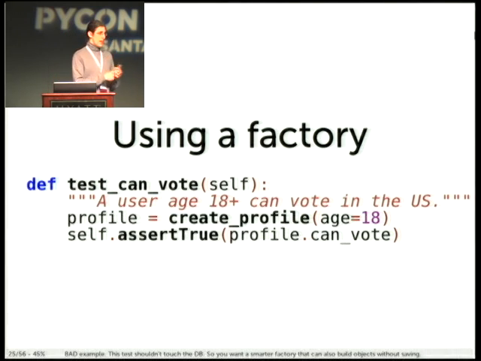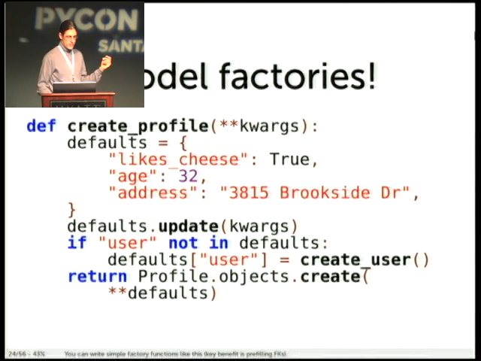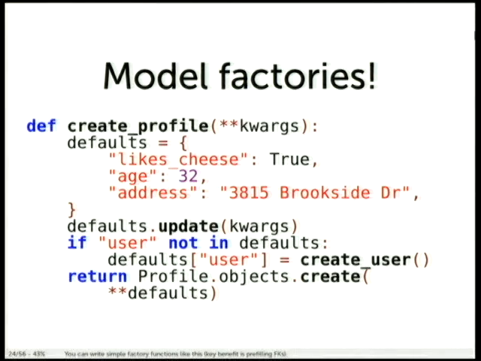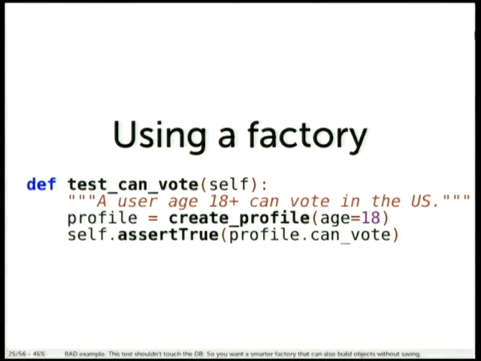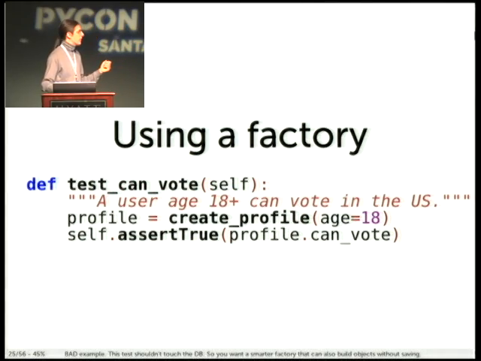Now, there is one very bad thing about this test, which is that this can vote property on my user profile doesn't require a saved model. All it requires is a profile object, and it checks the age attribute, right? And I've written a test here. If you look back at the factory function, it calls profile.objects.create. So I've actually saved my profile to the database unnecessarily, simply in order to test a property of it that has no dependence on being saved to the database.